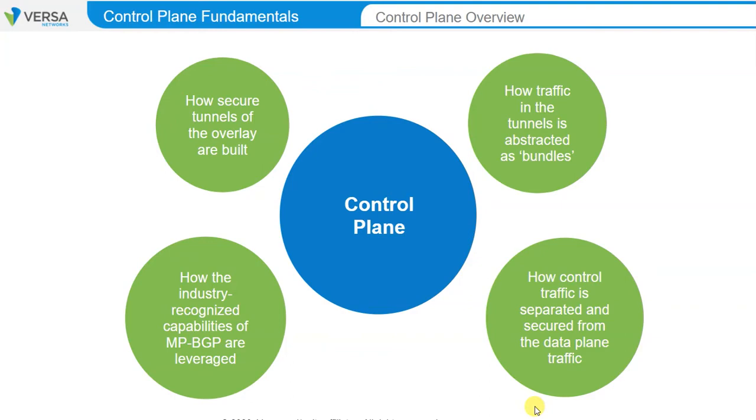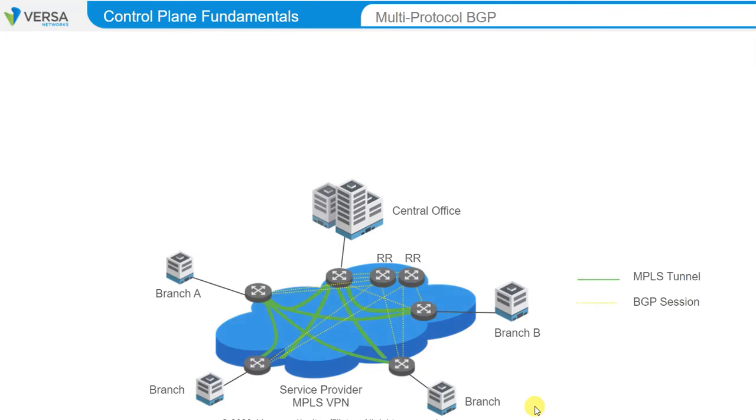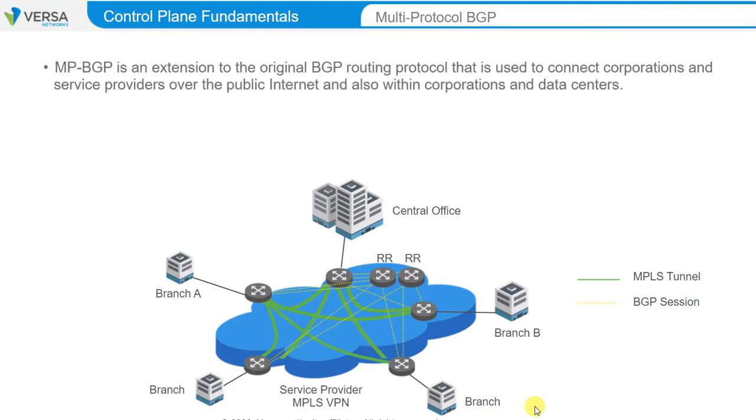Let's discuss how MP-BGP is used as a control plane protocol. Overlay networks commonly use MP-BGP as a control plane. MP-BGP is an extension to the original BGP routing protocol that is used throughout the world to interconnect corporations and service providers over the public internet, and also within corporations and data centers to manage large amounts of routing information.